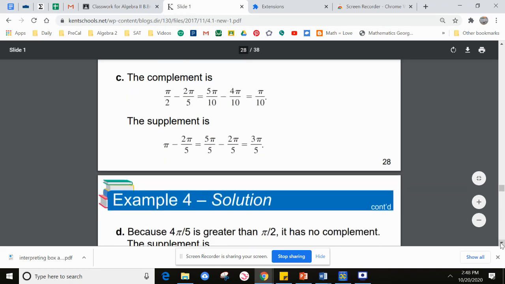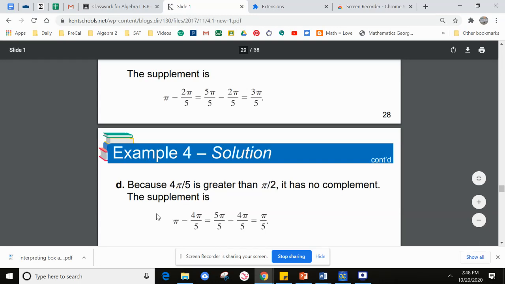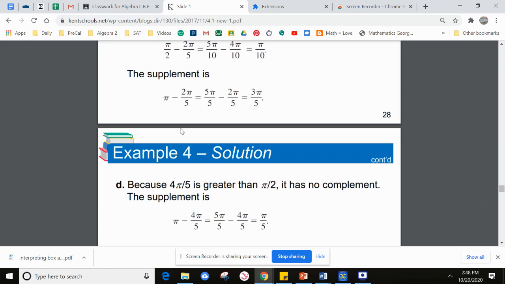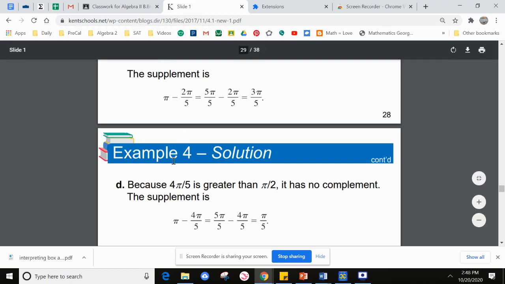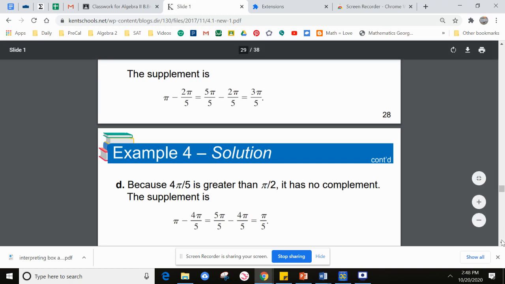All right, and then the last question was asking us to find the complement and supplement of 4 pi over 5. If you tried to do this procedurally the same way as before with 2 pi over 5, pi over 2 minus 4 pi over 5 will be a negative number, because 4 pi over 5 is greater than pi over 2. So it has no complement. It may not be possible to have a complement, and this one doesn't.